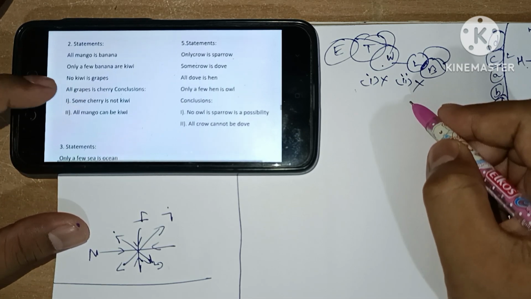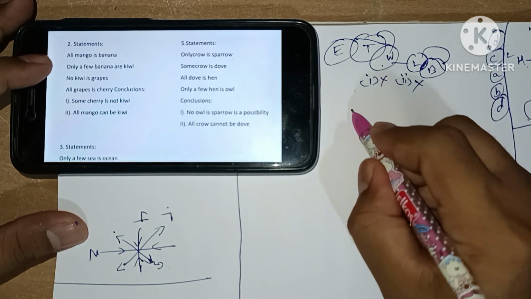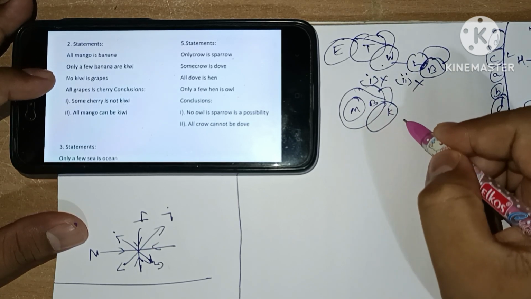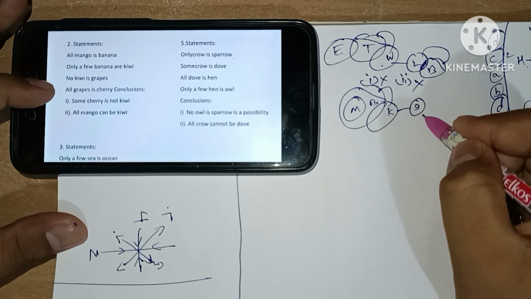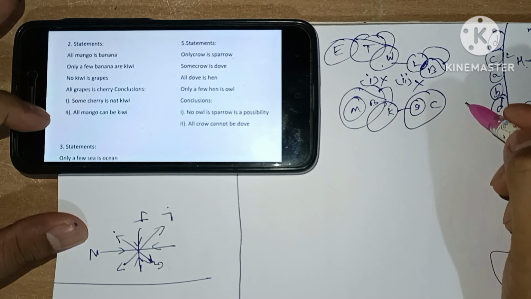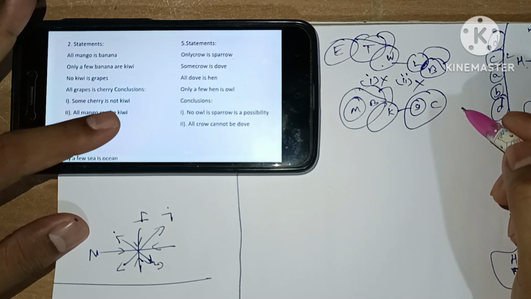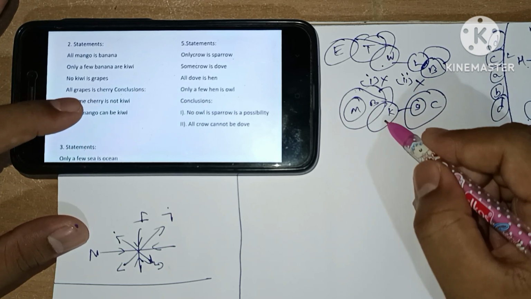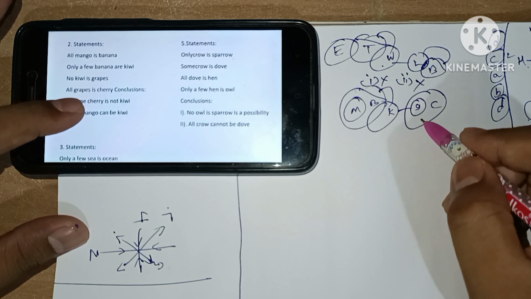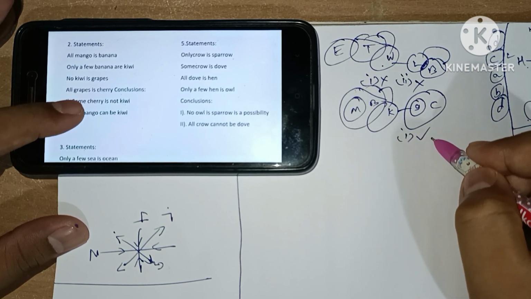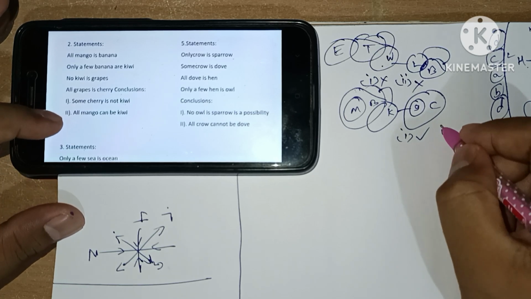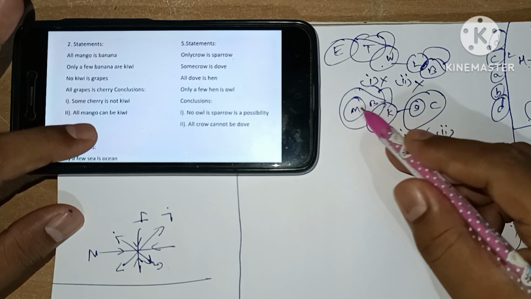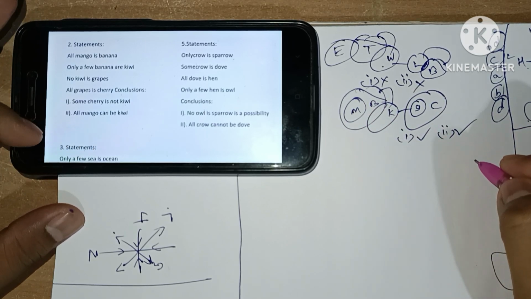Next, second question. All mango is banana. Only a few banana are kiwi. No kiwi is grapes. All grapes is cherry. Conclusions. Some cherry is not kiwi. Here we see not. So we check whether all cherry can be kiwi. All cherry can be placed inside kiwi. It is not possible. If the all case is not possible, the first conclusion will be true. Next, second conclusion. All mango can be kiwi. All mango can be placed inside kiwi. It is possible. So the second conclusion is also true.